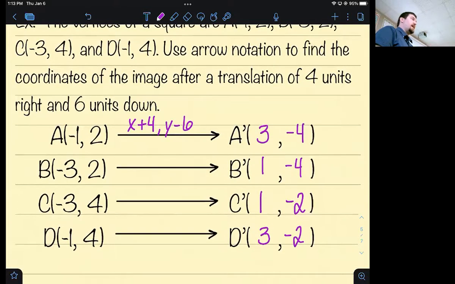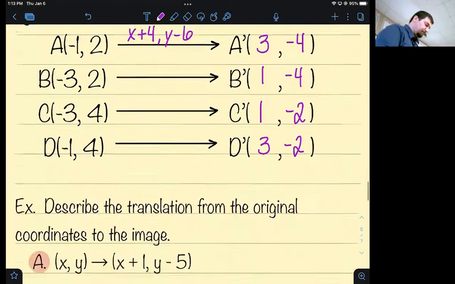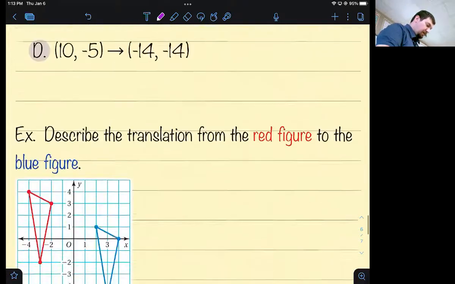Okay, so notice I only had to write it on the top arrow, right? Just x + 4, y - 6, just have to write on that top arrow. If you want to write on each one, you could, but you don't need to. Okay, so we're almost done here.